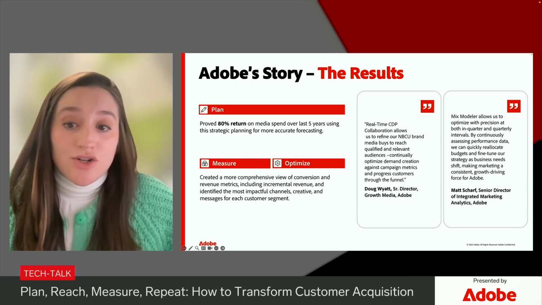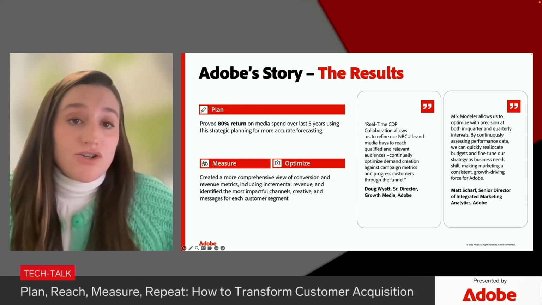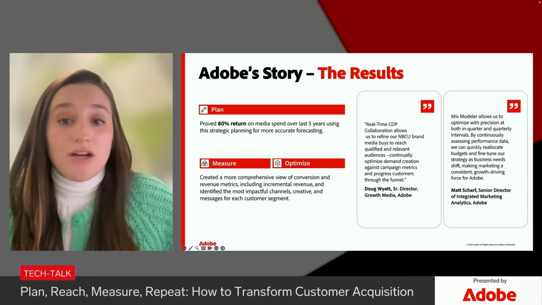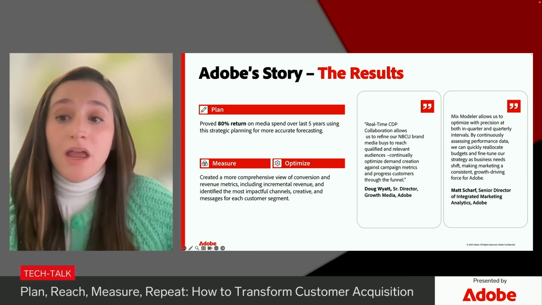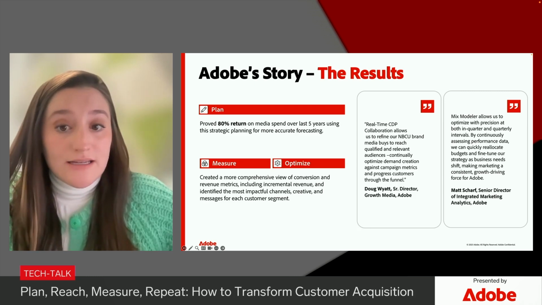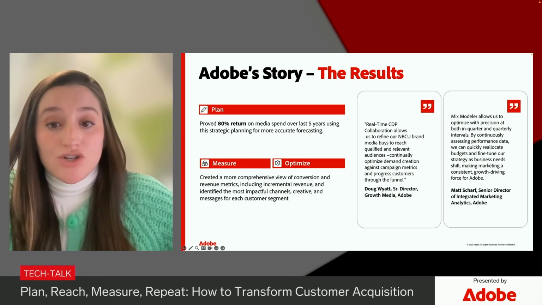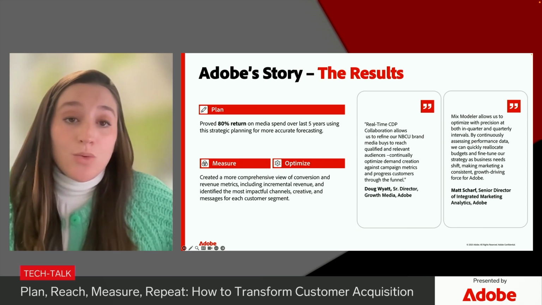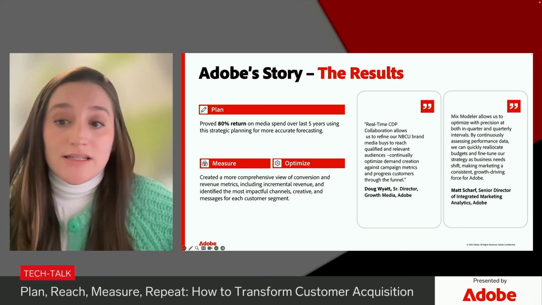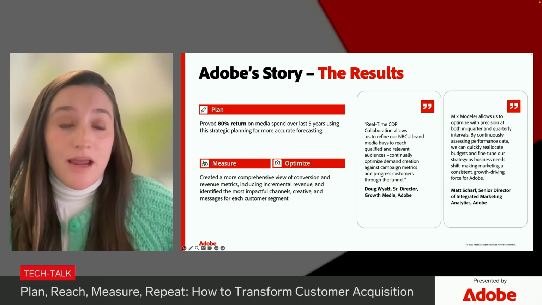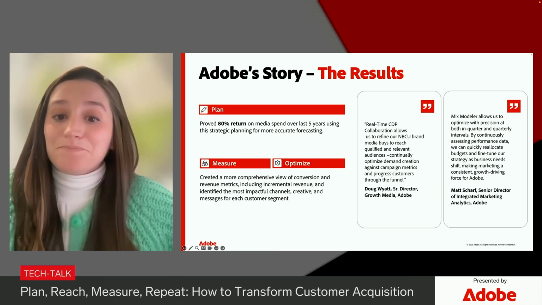And on the reach side, Adobe is running an active campaign with our new real-time CDP collaboration technology, which is really allowing them to change the way that they work with a key publisher, which is NBC Universal. They're reaching more qualified audiences, and they report that they can continually optimize demand creation against campaign metrics, really progressing customers through the funnel. And Doug here is quoted as saying that we're excited to share outcomes of this campaign in a few weeks ahead of Adobe Summit, so definitely be on the lookout for that.